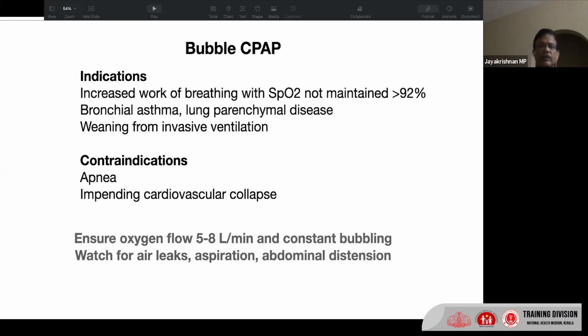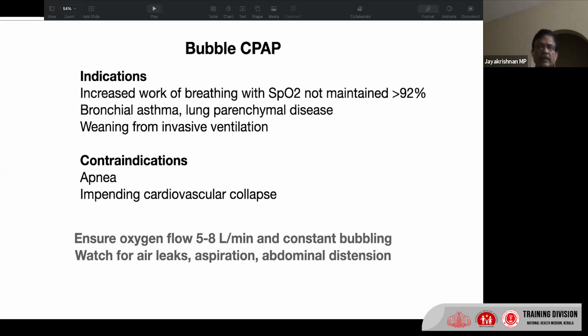The indications are increased work of breathing with saturation not maintained, bronchial asthma, lung parenchymal disease like pneumonia, and also when you wean the child off from invasive ventilation. If the child is apneic or in impending cardiovascular collapse, you would not use this. Obviously, that child needs an advanced airway like an endotracheal tube. And it is very important that you ensure an oxygen flow of at least 5 to 8 liters per minute, and see that there is constant bubbling in the bottle.